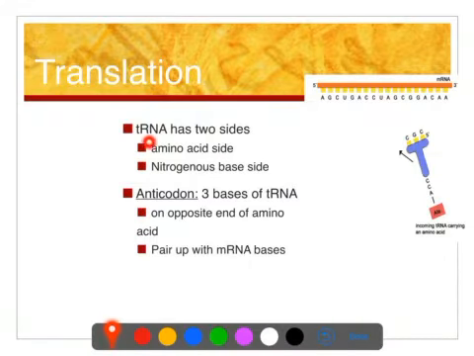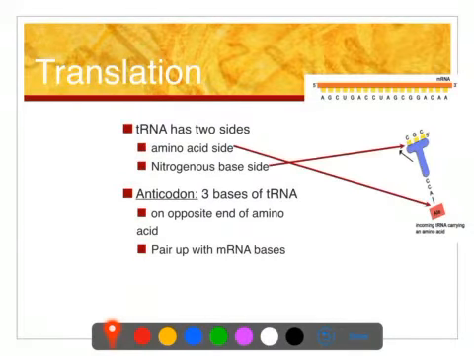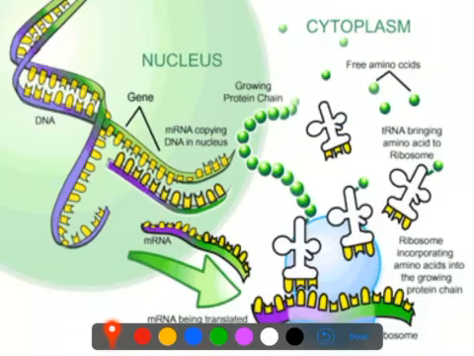So write this down. tRNA has 2 sides: the amino acid side, the bottom side, and the nitrogenous base side, that's where the T shape comes in. It doesn't actually look perfectly like a T, but it looks close. Then you have the anticodon, 3 bases of tRNA. It's the opposite end of the amino acid and pairs up with the mRNA bases. So write that down. Pause the video if you need to.